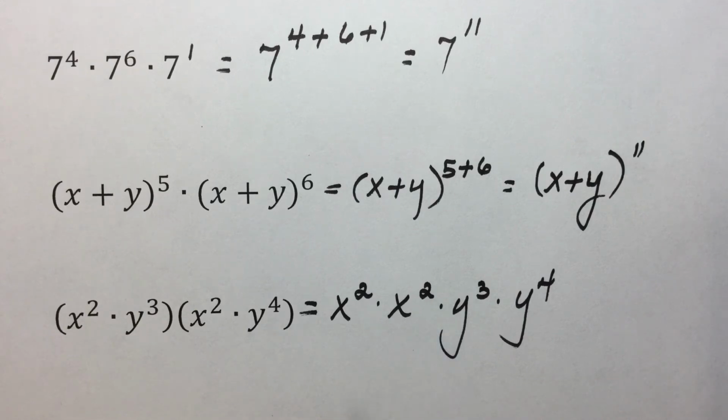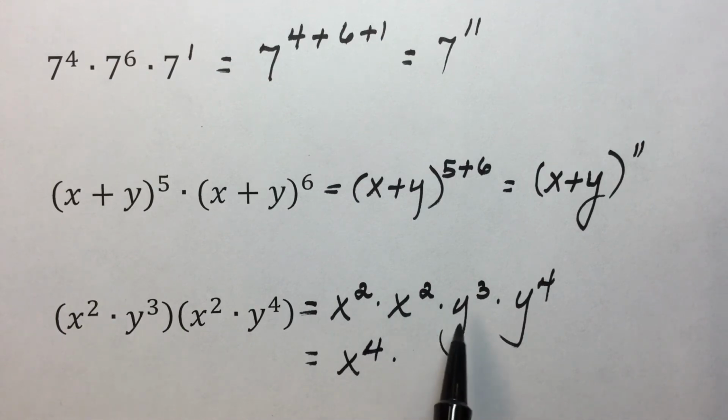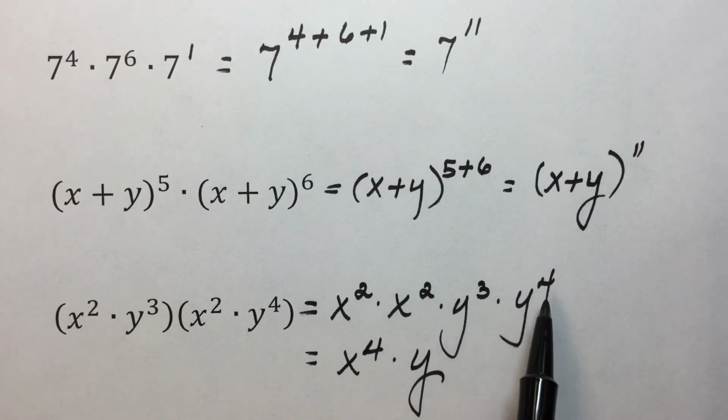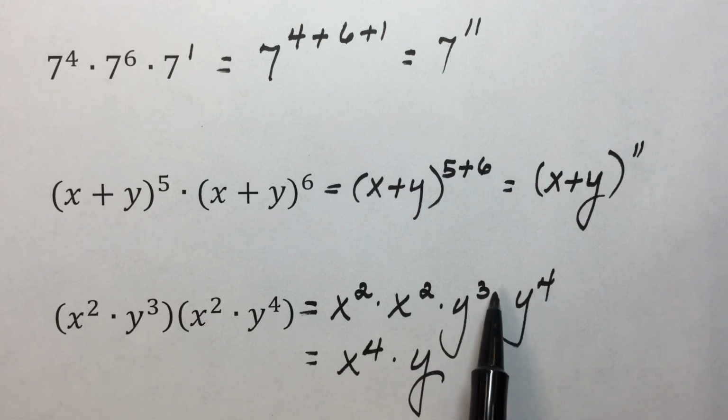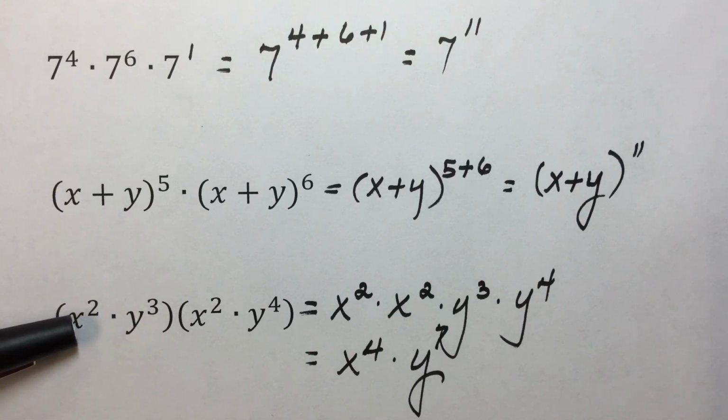We have that common base where we can add the exponents. 2 plus 2 is 4. And likewise, we have common bases here of y. Simplifying, using the product rule, we will add the exponents. 3 plus 4, 7. So the simplification of this expression is x to the 4th times y to the 7th.